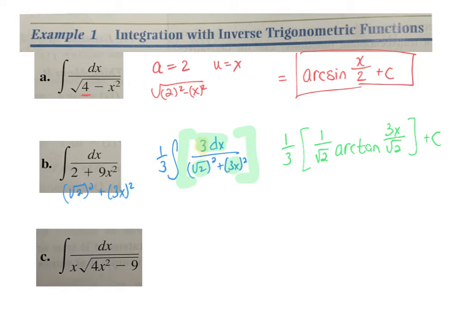So when I simplify this, I have 1 over 3 square root of 2, arctangent of 3x over square root of 2 plus c.